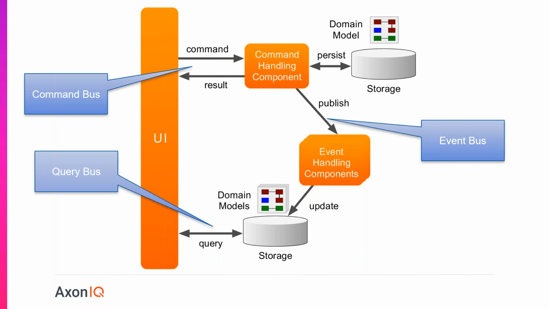And these buses are a perfect way to achieve this location transparency. So the location transparency boundaries are really around these components that communicate through commands, events, and queries.